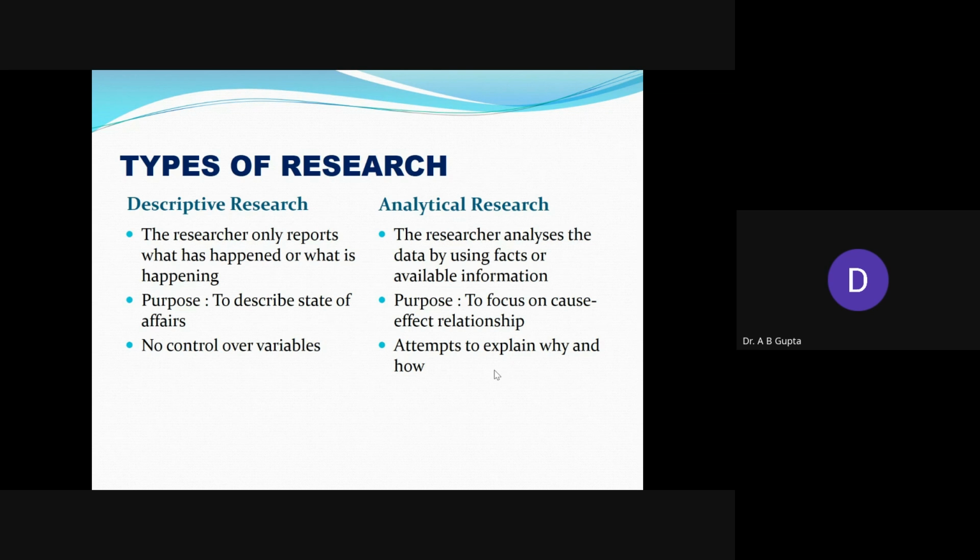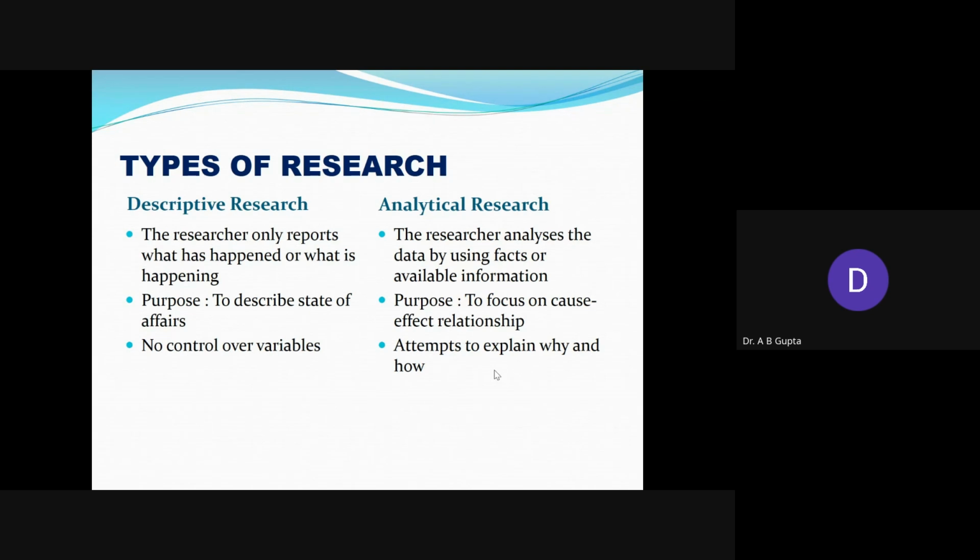So if the topic of my research is to check the existing system of examination, simply reporting what our existing system of examination is, and how much weightage we are giving to different aspects, that will come under descriptive research, because here you are just describing the state of affairs. You are just describing what our existing system is. No change in anything, no control over any variable. So that is descriptive research.